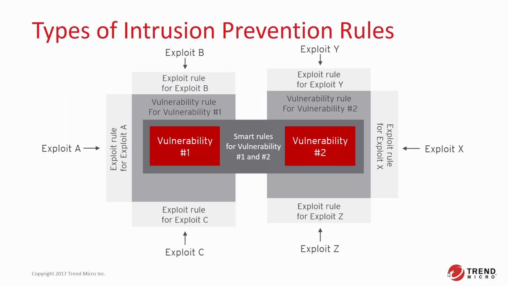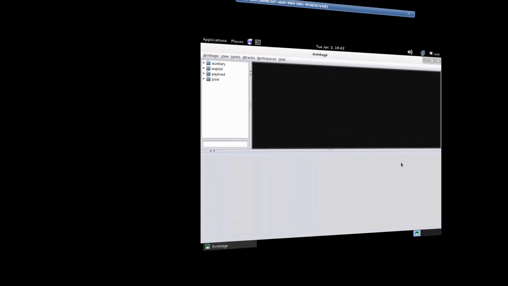The creation of vulnerability rules and smart rules helps reduce the number of rules that need to be processed by looking for commonality within these rules. When all 3 rules are available for a particular vulnerability, they form a layered defense mechanism around the vulnerability. Let's show an example of how the intrusion prevention rules can be used to protect the system against a known vulnerability.